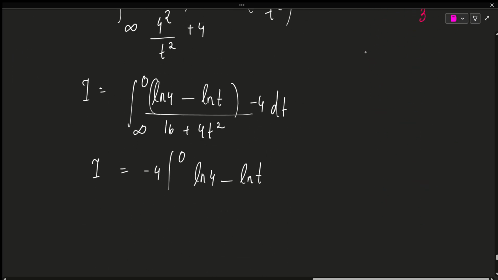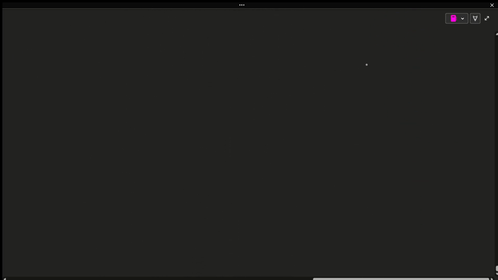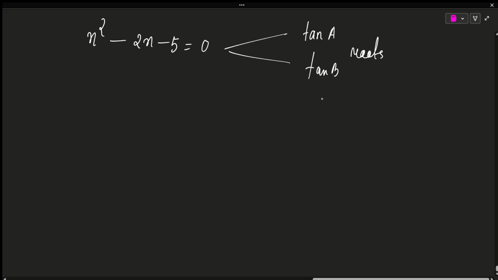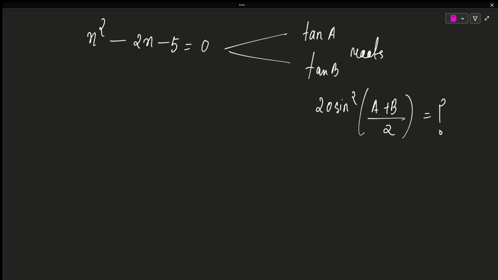Now if you go to the next question I have, this is a question from trigonometry. We are given that x square minus 2x minus 5 equals 0 has its roots tan a and tan b. Tan a and tan b are the roots of this equation. Also we are supposed to find the value of 20 times sine square of (a plus b) by 2. This is basically the question asked.